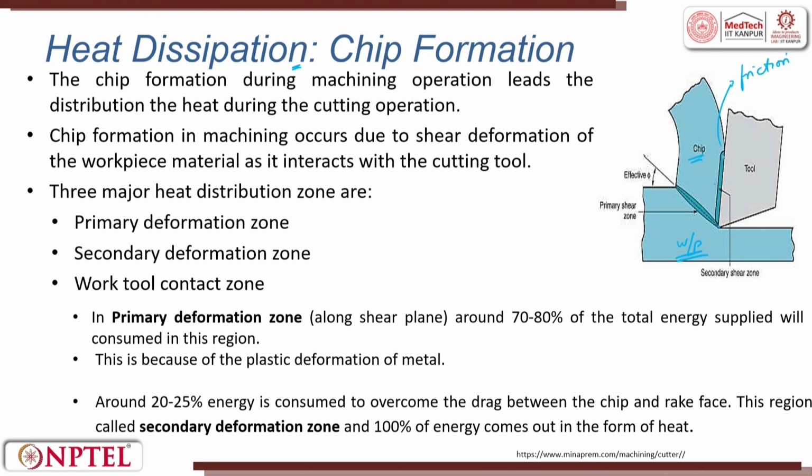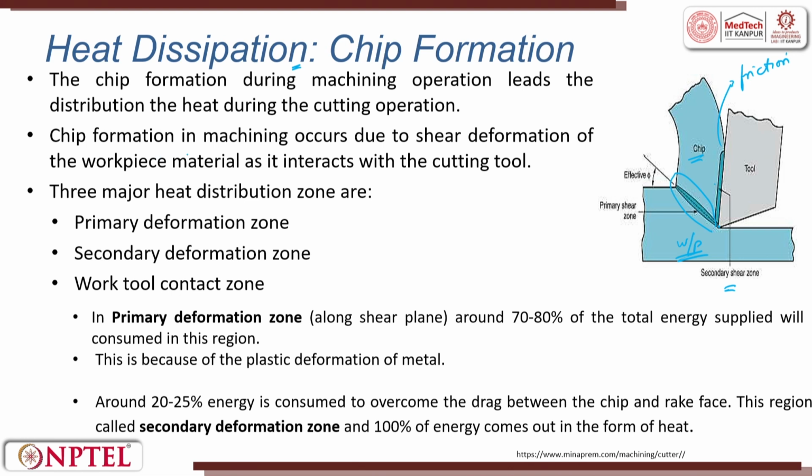The friction, what happens while the chip moves along the tool, creates a heat phenomenon. It is not only here; there is also heat along the shear plane. This is called the primary heat zone and this is called the secondary heat zone. The maximum heat happens at the primary heat zone, and compared to primary, lesser heat happens in the secondary heat zone. The chip formation during machining operation leads to the distribution of heat during the cutting operation.